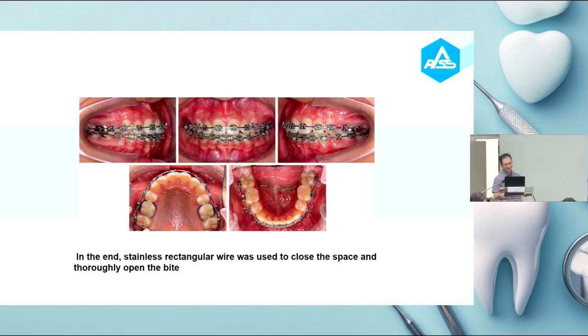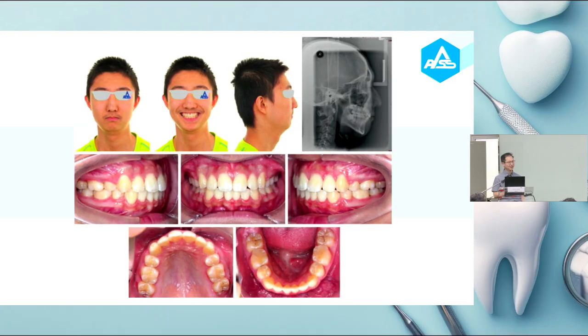In the end, the stainless steel square wire was used to close the space and open the deep overbite. Finally, we corrected the deep overbite of the anterior teeth and established an ideal occlusion.